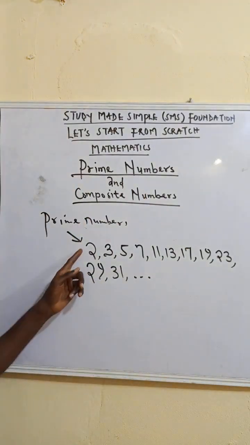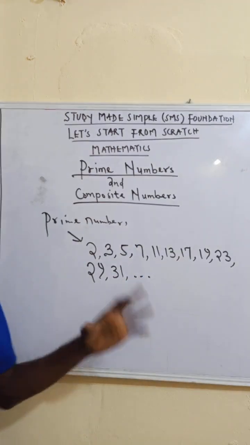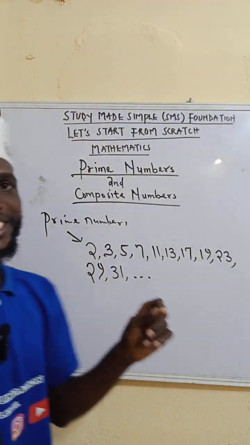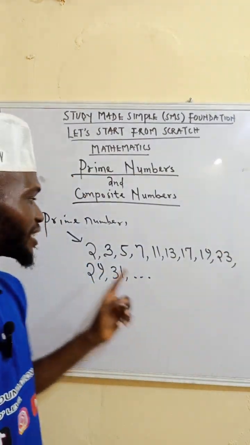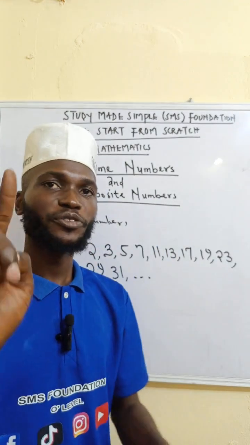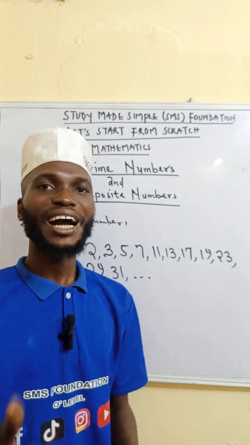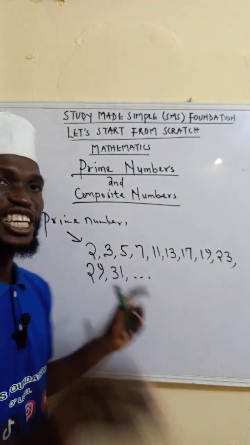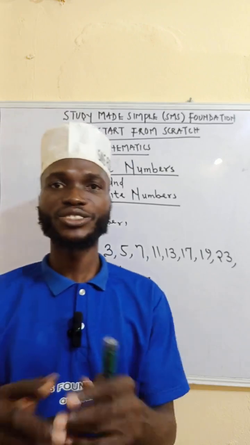Now, you will notice that I did not write 1 among them. Very good. 1 is not a prime number because 1 is an exception to the rule. The rule is that a prime number must have two factors, 1 and itself. But if you look at 1, 1 has only one factor, and that is 1. So 1 is not a prime number.